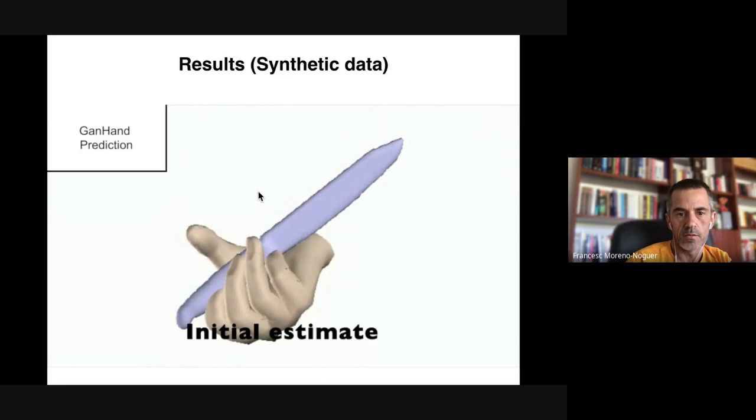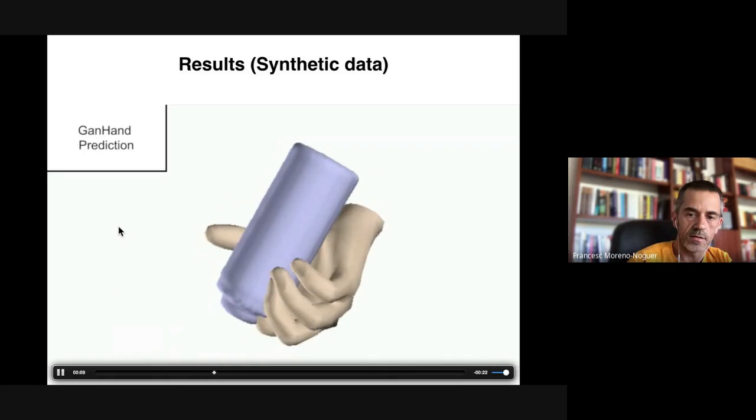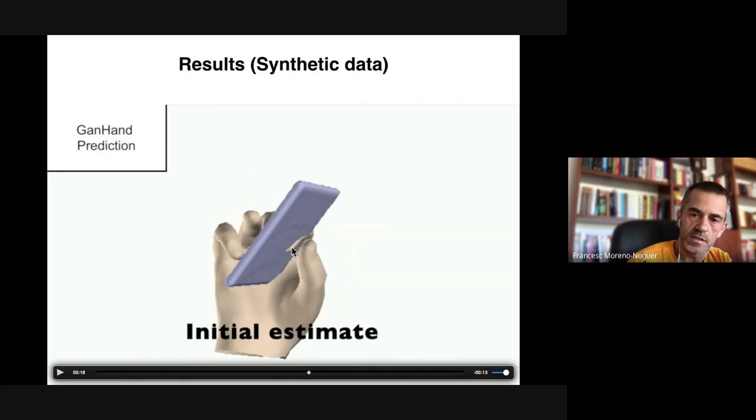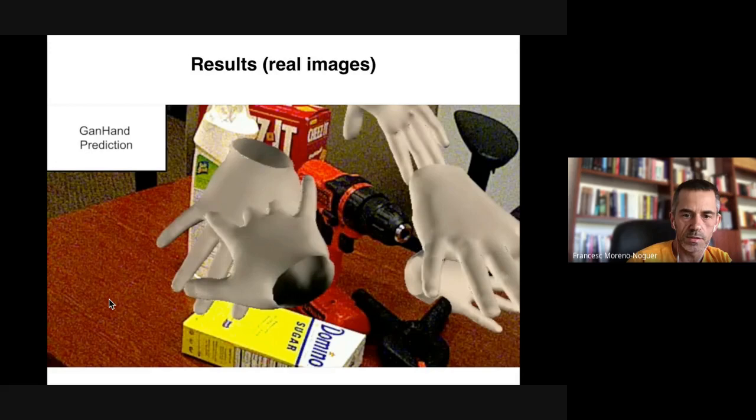So here, these are synthetic results. What I show you in each case is the initial estimation of the hand plus the refinement that we get after the second stage. In some cases, this one is not clear, but here you see that in the initial estimate there is some interpenetration of the hand and the object, and when we apply the refinement, this interpenetration is removed. All right, we also have some real examples here. This should be a video as well with different objects, etc.